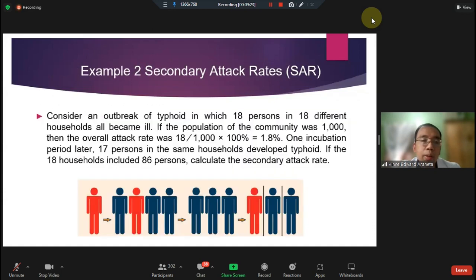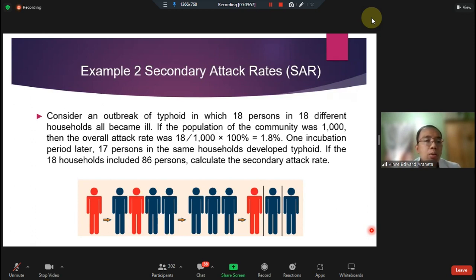Next, another example. Consider an outbreak of typhoid in which 18 persons in 18 different households all became ill. If the population of the community was 1,000, then the overall attack rate was 18 over 1,000 times 100%, which is equal to 1.8%. One incubation period later, 17 persons in the same households developed typhoid. If the 18 households included 86 persons, calculate the secondary attack rate.